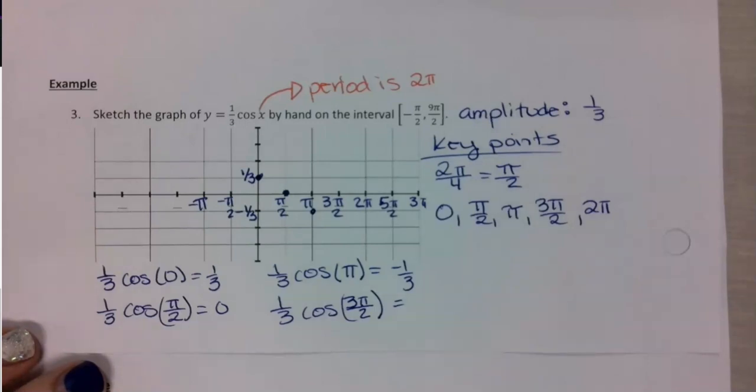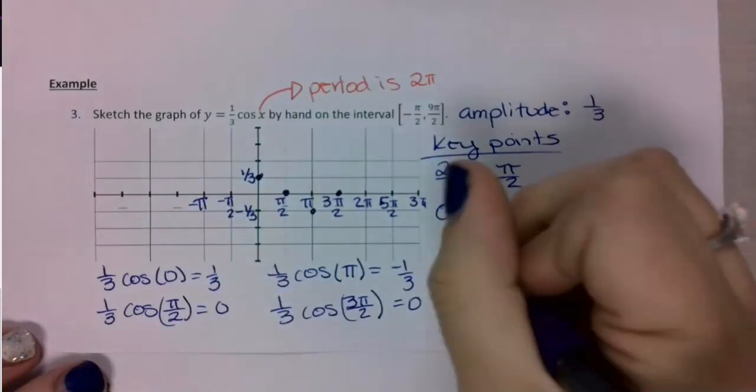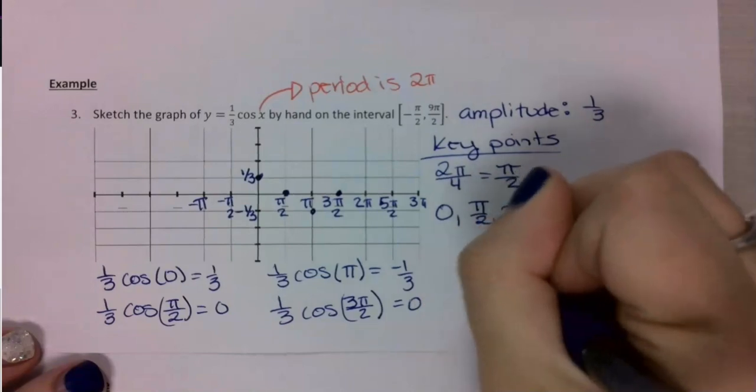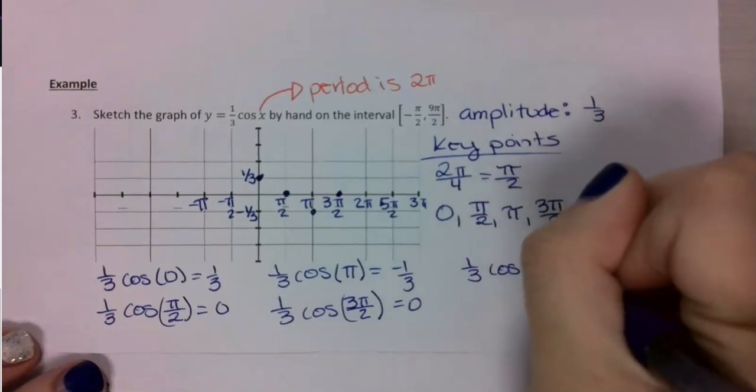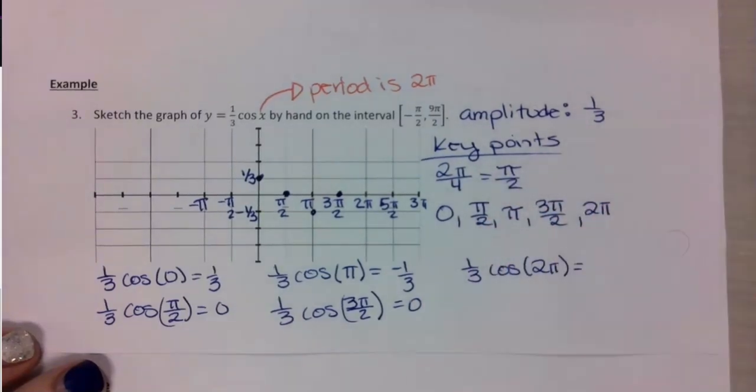What value do I get? 0. And then I want to do 1/3 cosine 2 pi. Hey, this one really goes out far. This means it's not really a block.